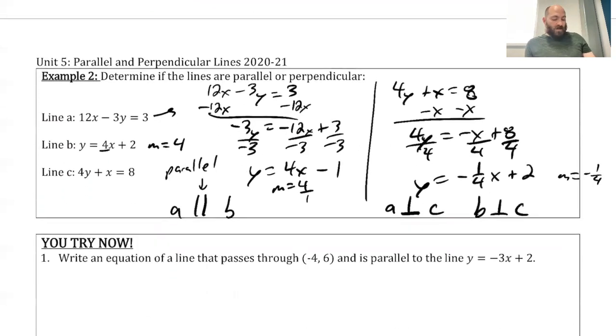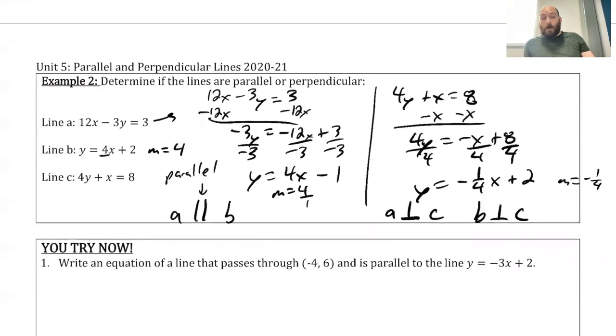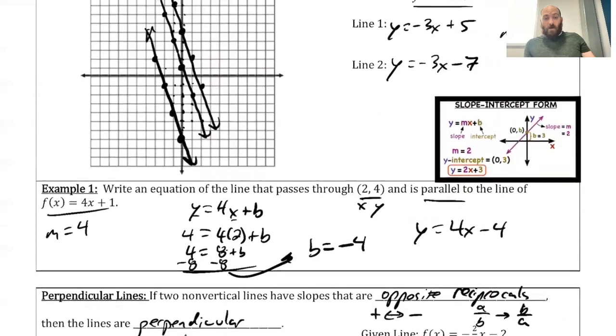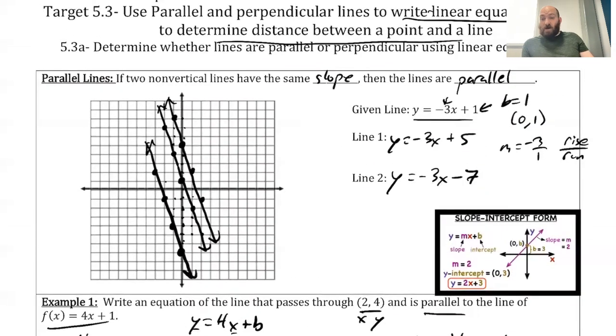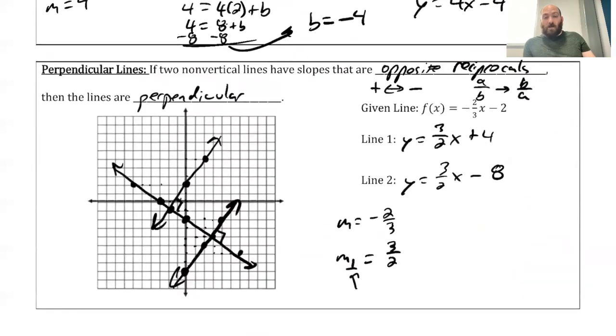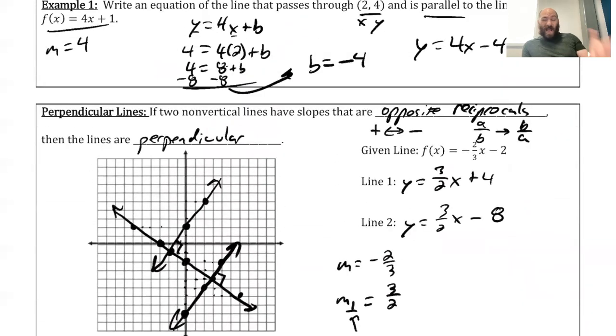All right, did you get a chance to try out the You Try Now problems on your own? Two main ideas today: to be parallel, lines have to have the same slope but different y-intercepts. Perpendicular lines have to have slopes that are opposite reciprocals. Okay, and that's it for today.